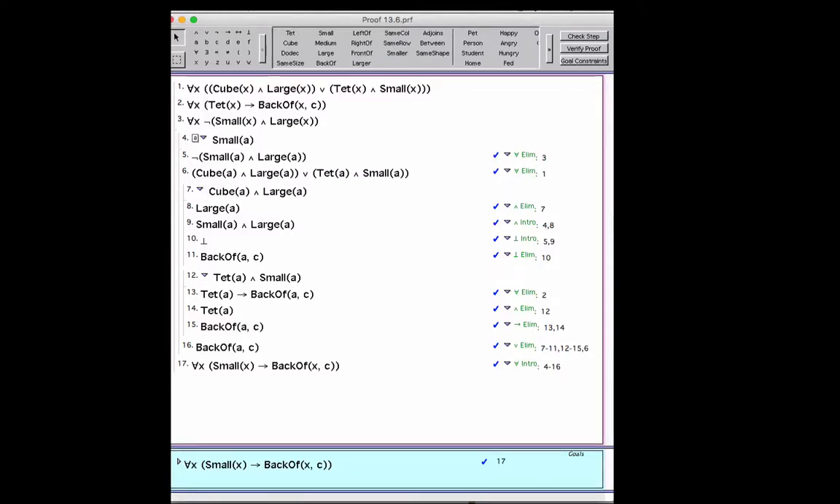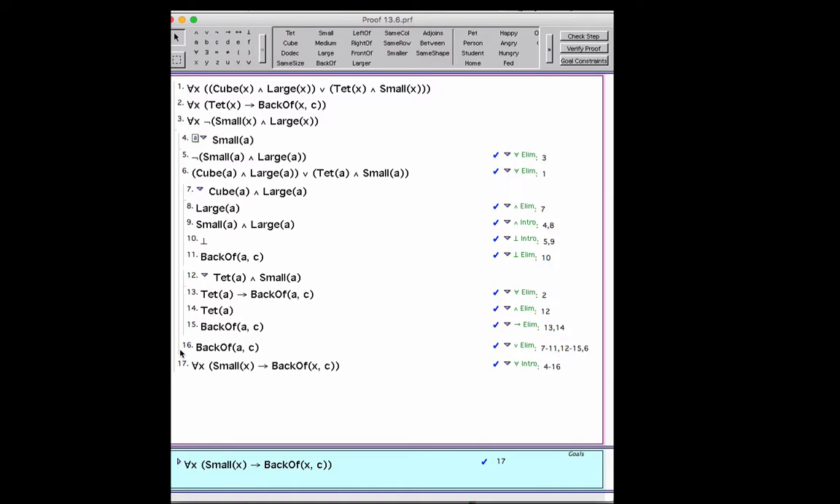Hello. So what you're seeing is a completed proof of exercise 13.6. I think I'm actually in the old version of Fitch, but the mechanics are the same. So what I'm going to do is first direct your attention to the structuring subproof, which is the initial indented sequence from lines 4 through 16.